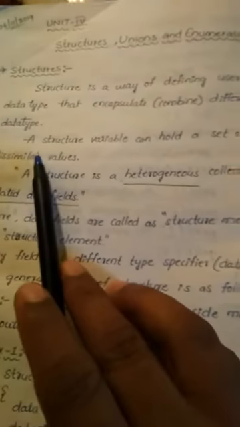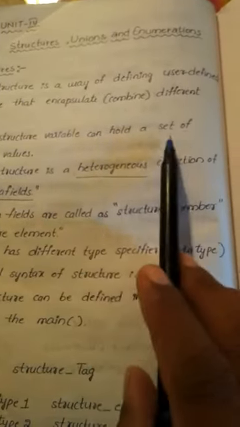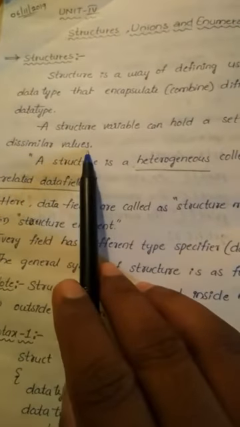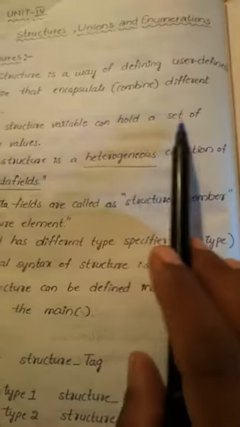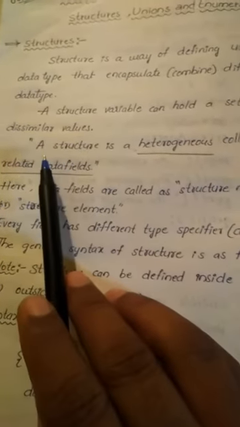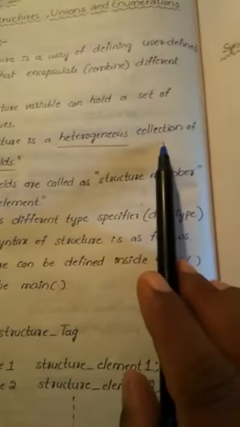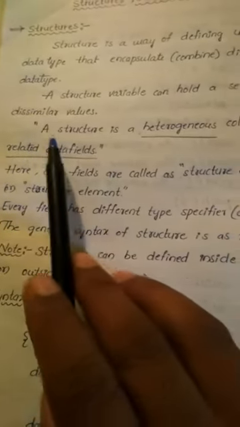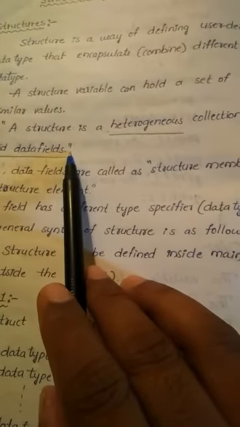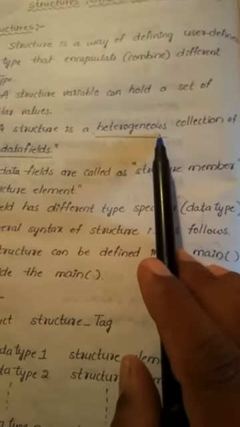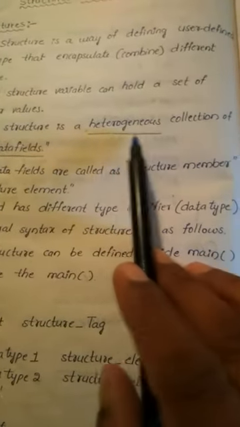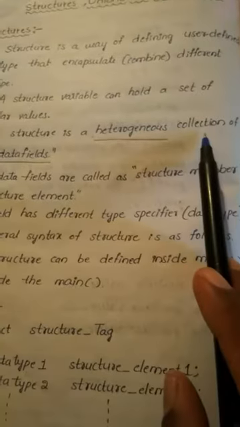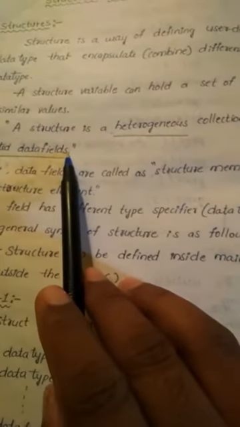Now we are seeing structures. So what is a structure? Definition: a structure variable can hold a set of dissimilar values. A structure is a heterogeneous collection of related data fields. Heterogeneous means dissimilar, so a structure is a dissimilar collection of related data fields.